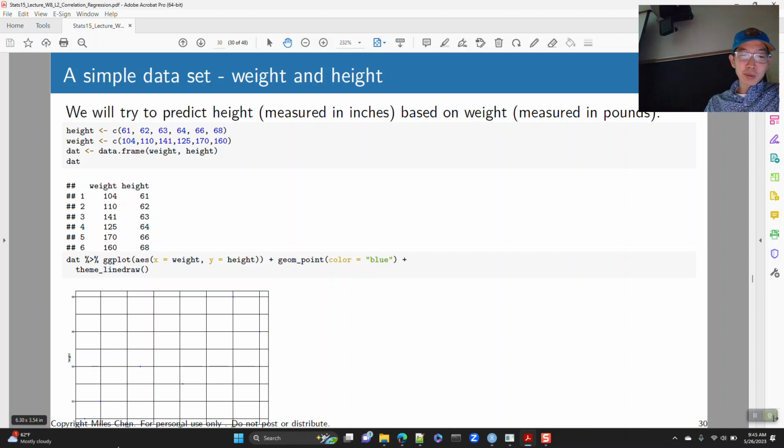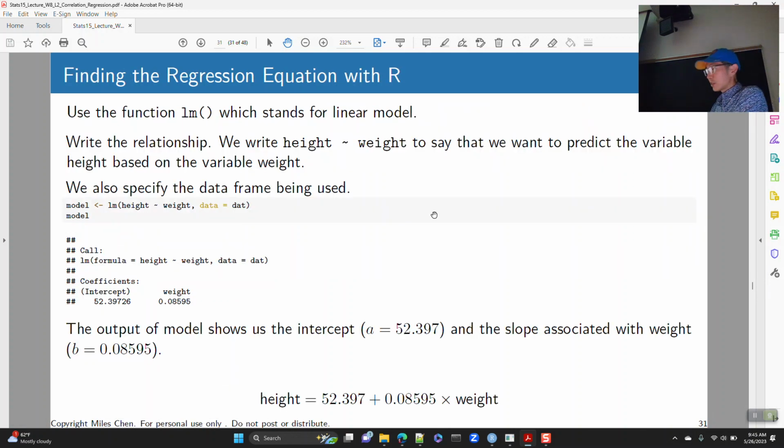Okay, but we're going to try to fit some kind of relationship there. Okay, well the command to make a regression equation in R is simple. We use something called LM. LM stands for linear model. We're trying to model this relationship using a line. And here we're going to do height tilde weight. Okay? So it feels a little bit funny, but we're going to say predict height, and the tilde is kind of like based on weight.